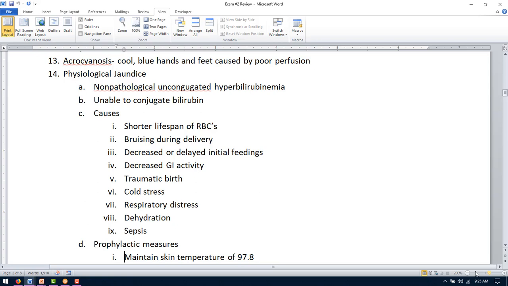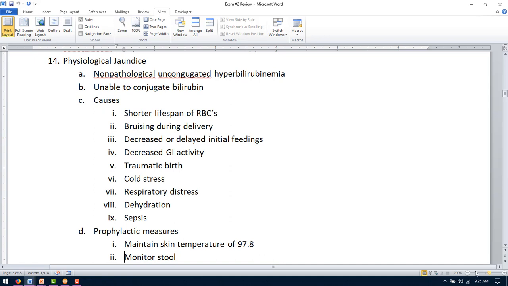Physiological jaundice. Non-pathological unconjugated hyperbilirubinemia is just the inability to conjugate the bilirubin. Know the causes of this. Their red blood cells have a shorter lifespan than adults'. They might have bruising during delivery. If they are face first, they may come out with lots of bruises on their face, even if they end up being a C-section. The trauma to that baby's face.